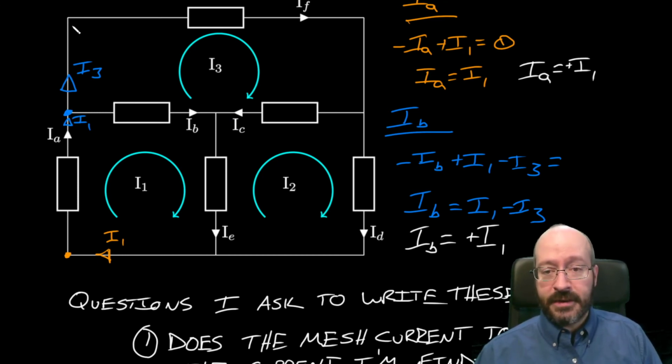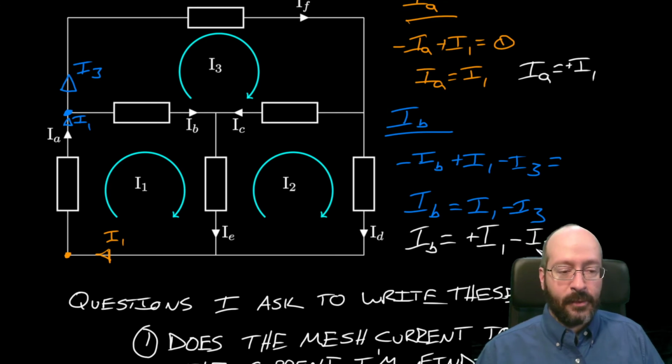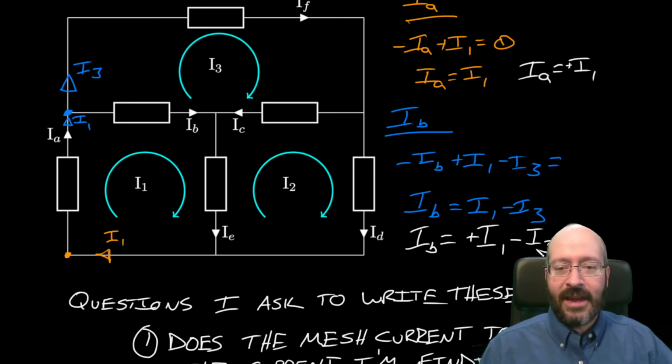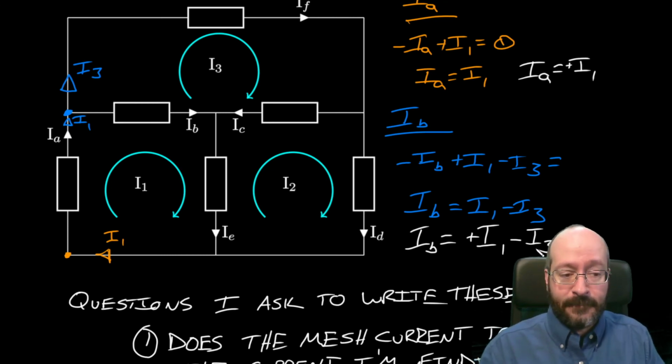And then does I3 touch it? Well, yes, it does, as it comes back around here. And it's flowing in the opposite direction. It's going right to left if I'm moving clockwise, so it's going to be negative. And look at that, we got the same expression. It's a lot quicker. If you train your brain to do this, you can write these KCL equations really quickly. So if I know the mesh currents, I can find any current in the circuit. And that's why we really want to have a method of finding the mesh currents.